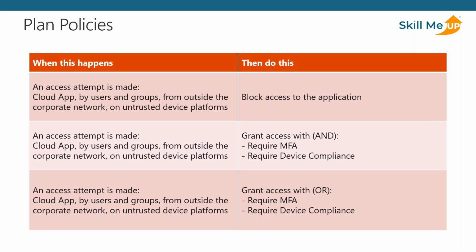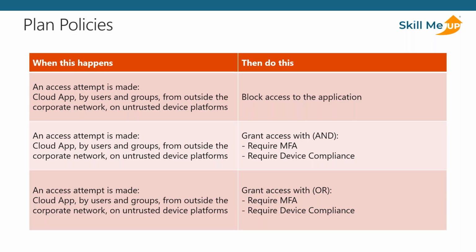So some examples here: if you're planning policies, you need to define the when and the what. So for example, the when would be an access attempt is made. So Cloud App by users and groups from outside the corporate network on an untrusted device platform. So that's the requirement here. What do you want to do? I want to block access to the application. Another scenario would be the Cloud App is accessed by users and groups from outside the corporate network. Again, this time you want to grant access with requiring multi-factor authentication and requiring a device compliant.